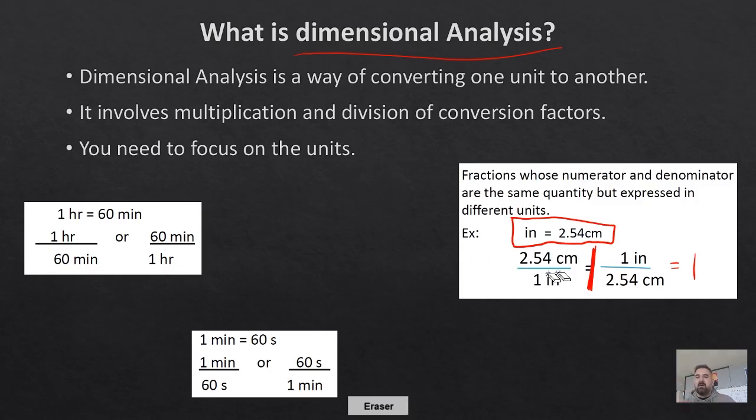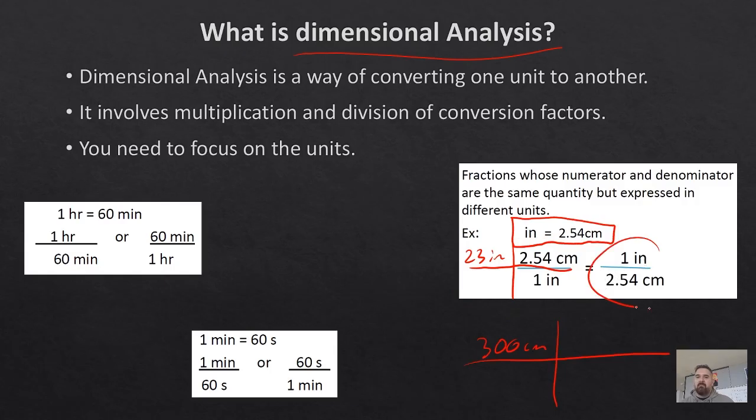Now, in which scenario would I use these different ones? So let's say that my given information was inches. If I was given, let's say 23 inches, I'm going to use this variation. Does that make sense? If I was given centimeters, so let's say I have 300 centimeters, which one am I going to use? Which equality? I'm going to use that one. So 2.54 centimeters goes at the bottom, and then inches goes at the top.